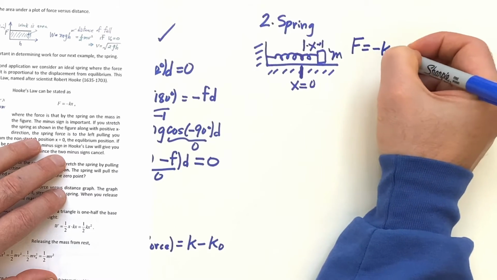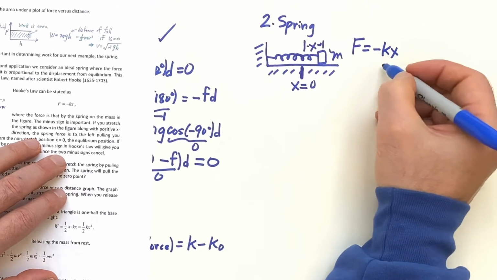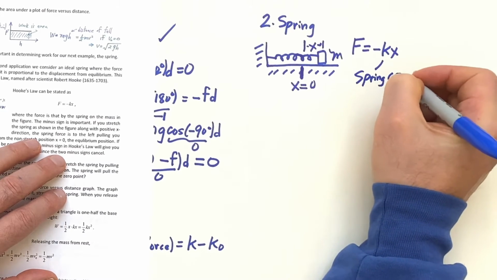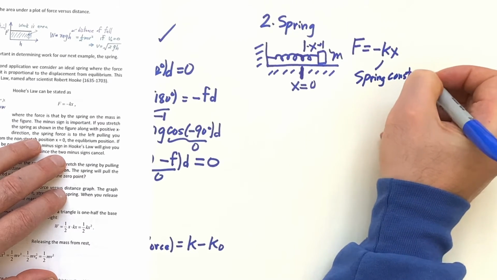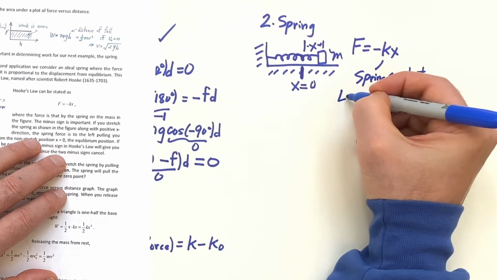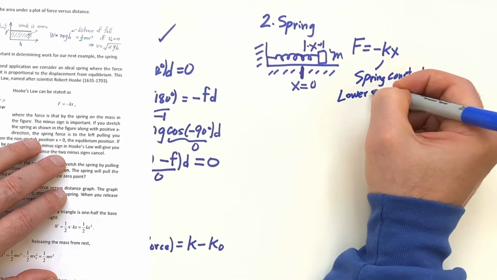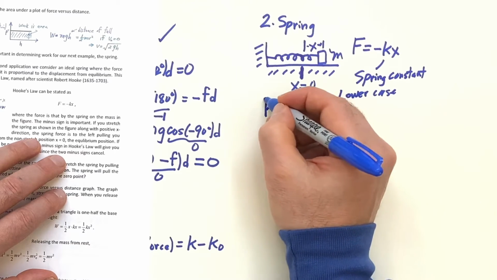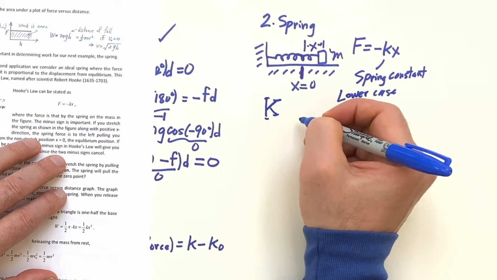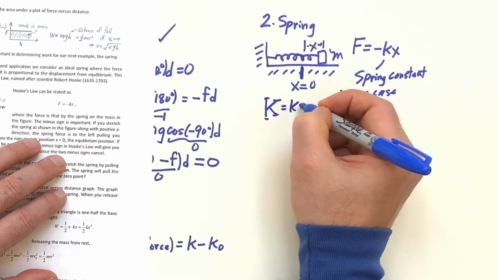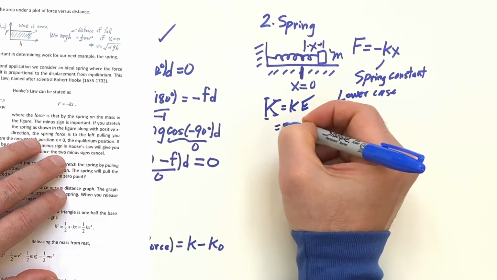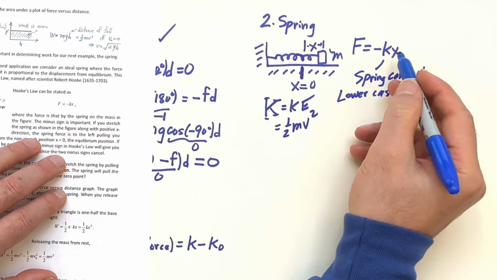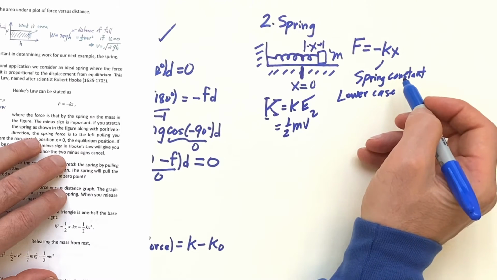It's going to pull you back, minus kx, where this k is called the spring constant. In textbooks, they usually will use a lower case k for this one, and the capital K is for kinetic energy. Kinetic energy, that's your 1/2 mv squared. And your little k here is the spring constant.